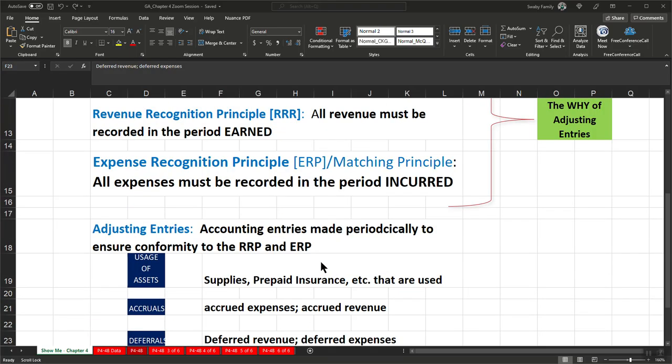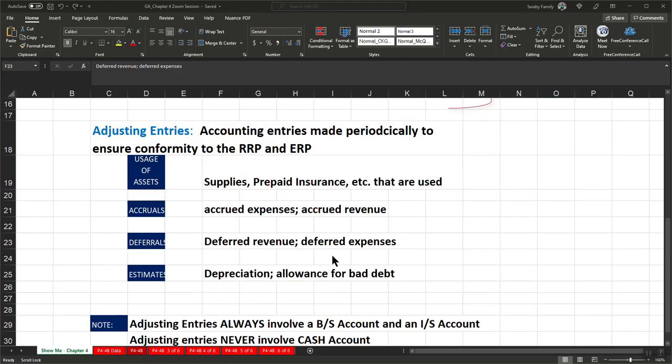It is an accounting entry, not a transaction, made periodically to ensure compliance with the revenue recognition principle and the expense recognition principle. I listed here examples of the major types of adjusting entries. And by the way, adjusting entries are not the same as error correction. If you make a mistake and you correct it, that's not an adjusting entry, that's an error correction.